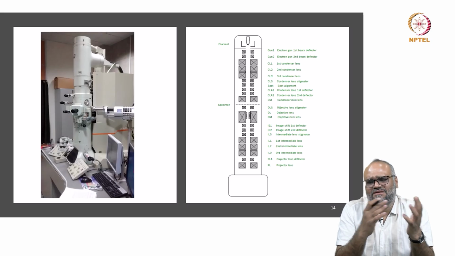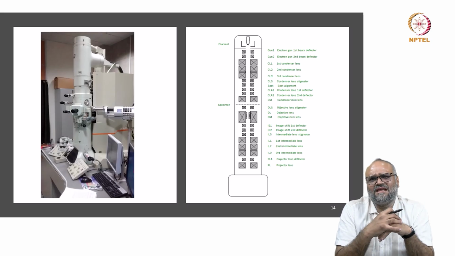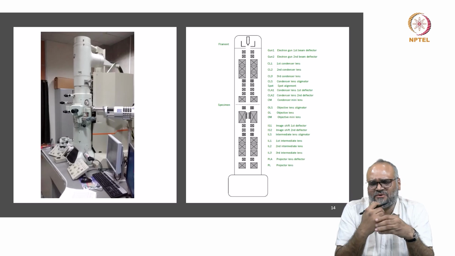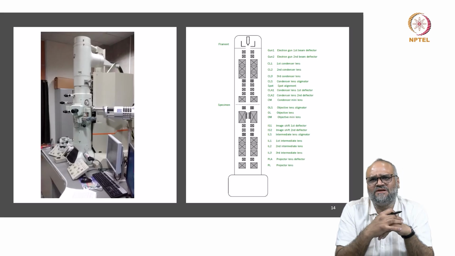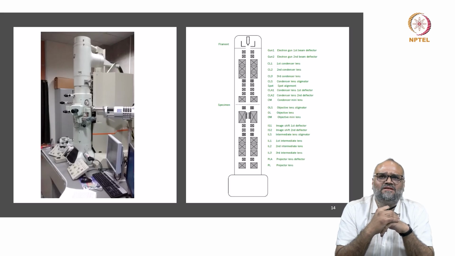You search for an interesting area within the specimen, and once you have your area of interest, you start obtaining images by inserting different apertures, and you orient the specimen in different orientations and start getting more and more meaningful data.